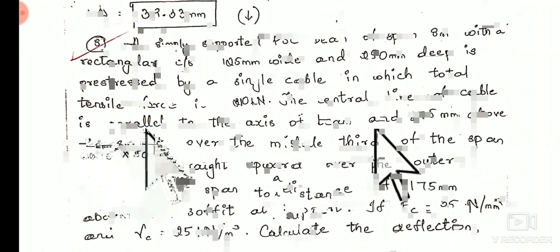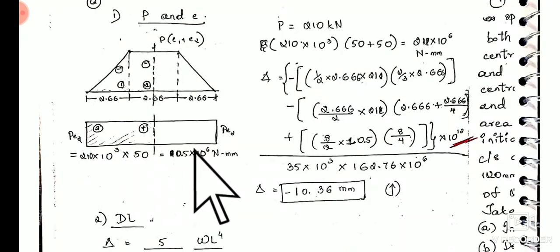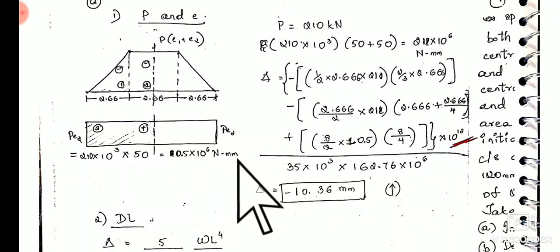P into e2, P is the pre-stressing force, e2 is the eccentricity at the supports. It is equal to 10.5 into 10 raised to 6 Newton millimeter. This is P into e2.